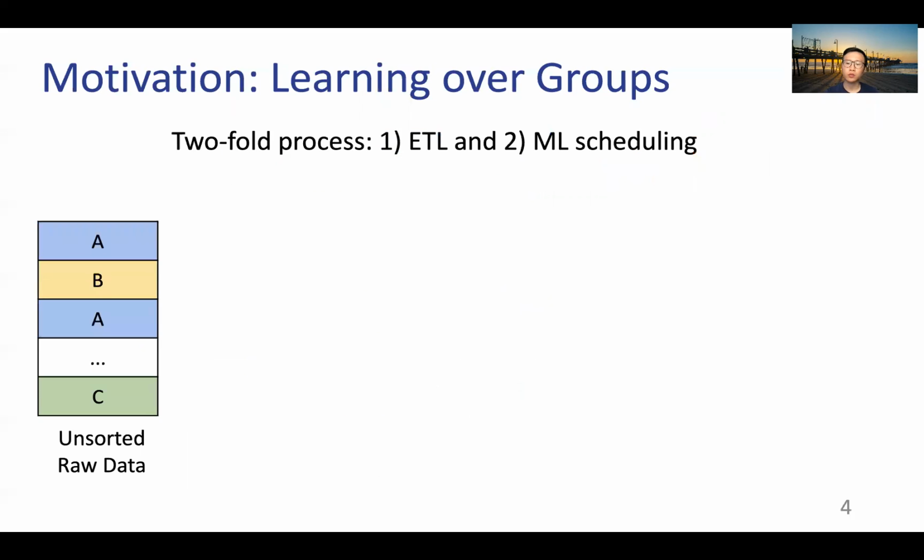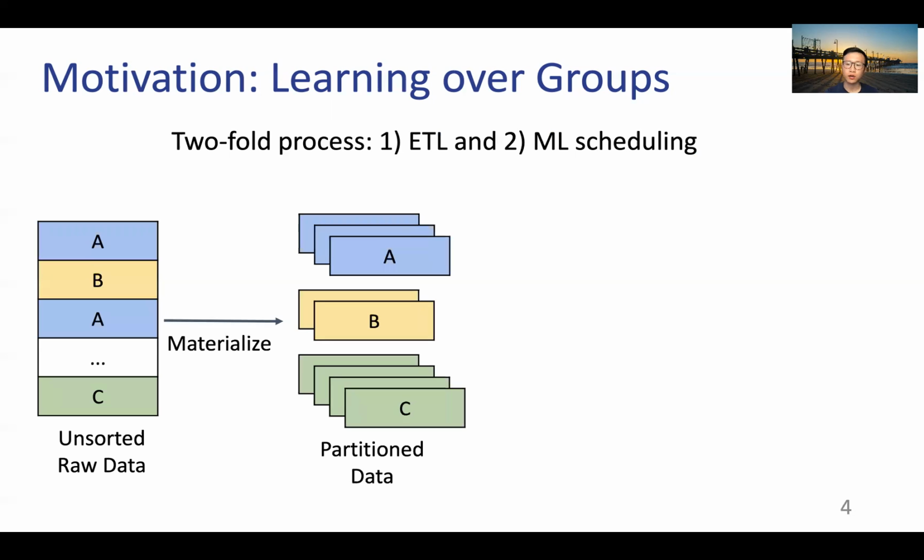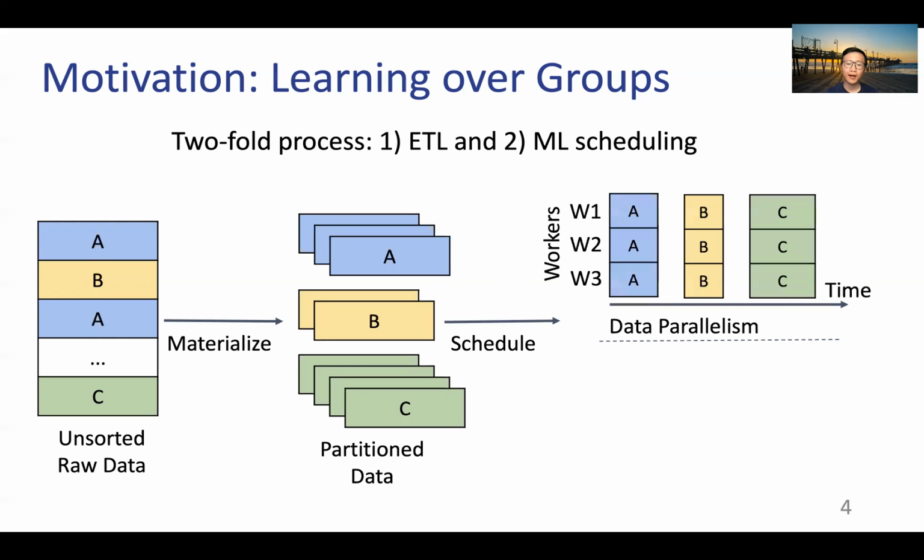So how do we do learning over groups in a distributed setting? Essentially, it is a twofold process. First, to materialize and load data to workers, and then schedule ML tasks accordingly. There are two existing approaches to schedule ML workloads. One is called data parallelism, in which you shard each group evenly to each worker and communicate among workers to synchronize results. However, the synchronization might cause a lot of network communication, especially for SGD-based algorithms. There, synchronization is required for every mini batch.